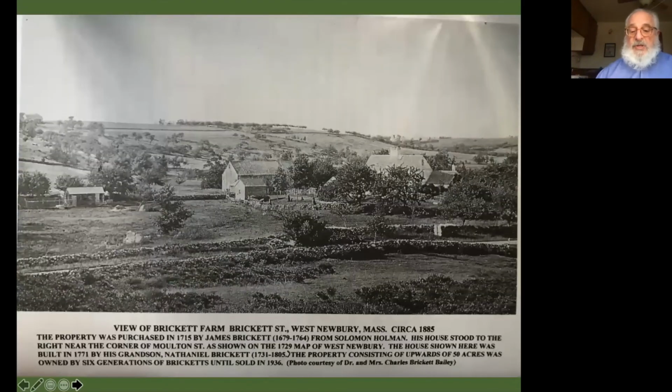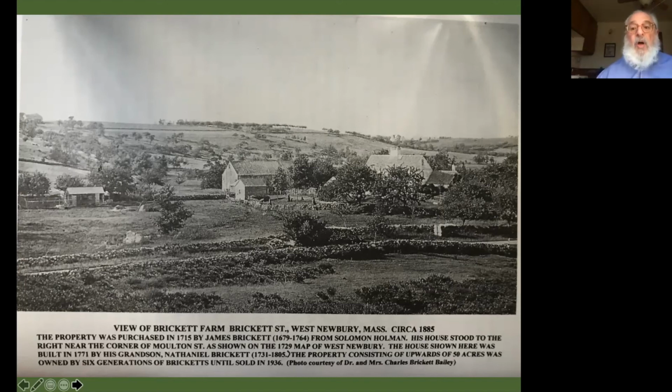And here's another picture. This is the earliest picture that I was able to find, from 1885, of the Brickett farm. You can see that the land is pretty much cleared for agriculture, and we're going to talk about what kind of agriculture led to this. I would just point out the stone walls in the foreground play a role in the agricultural development of West Newbury. But certainly this landscape, in terms of our tree cover, is pretty sparse.